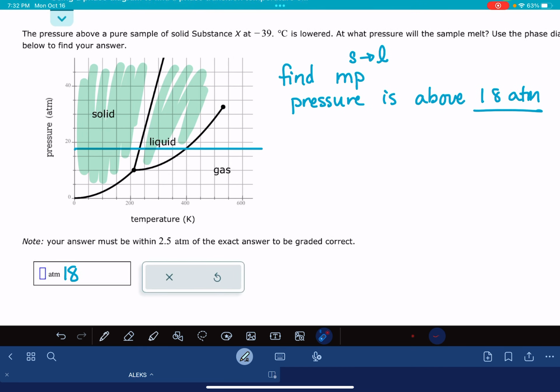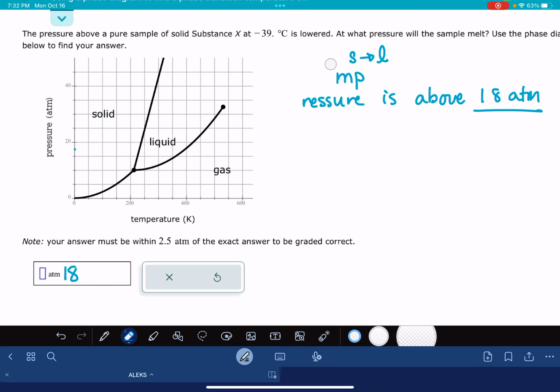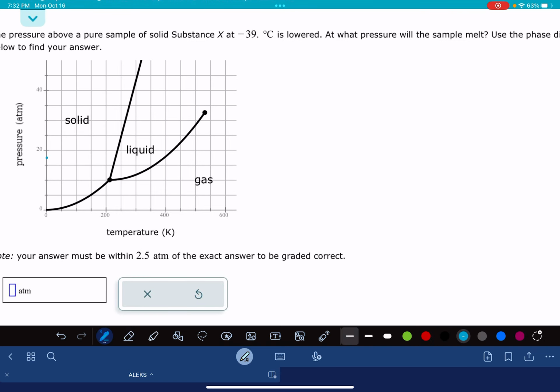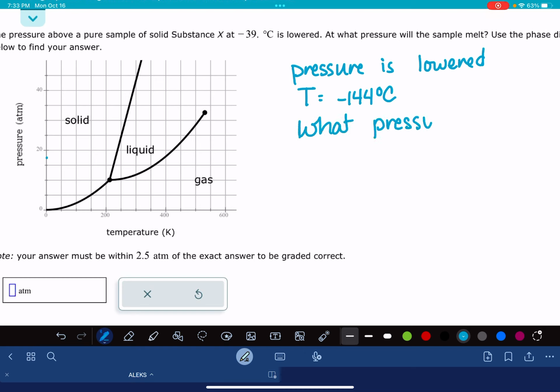Let me pick out one more. We'll pick out one more scenario so you can see this problem happen one more time. So this last one that I'm looking at says the pressure is being lowered. The temperature is negative 144 degrees C. And then it's asking what pressure does it need to be for the substance to sublime. It's kind of a tricky one.